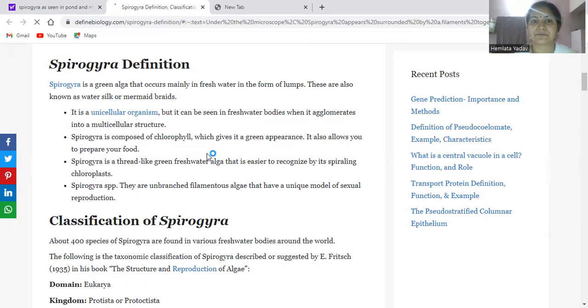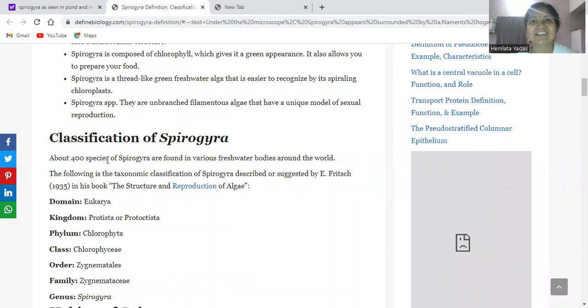Spirogyra is composed of chlorophyll, which appears green, and it prepares food. Spirogyra is an autotroph, like plants, because it is having chlorophyll. Chlorophyll is used for photosynthesis. Spirogyra is a thread-like green freshwater algae, easy to recognize by its spiraling chloroplast.